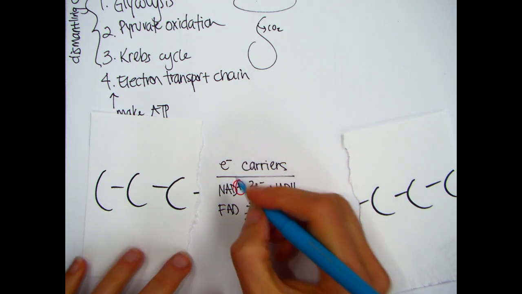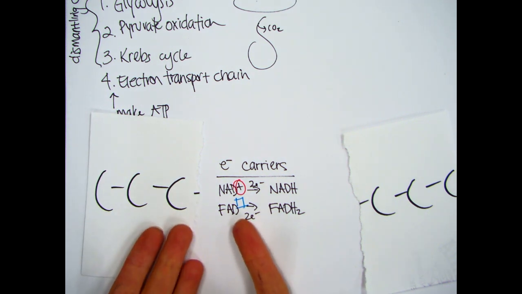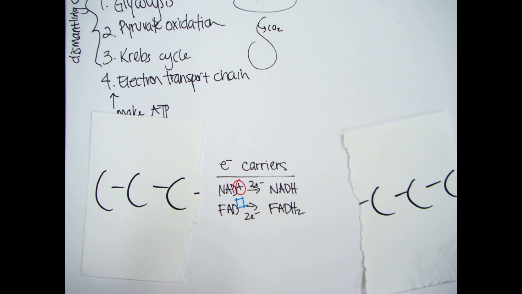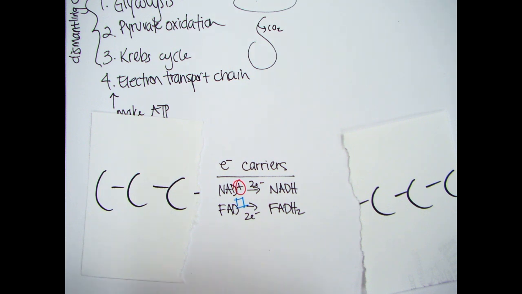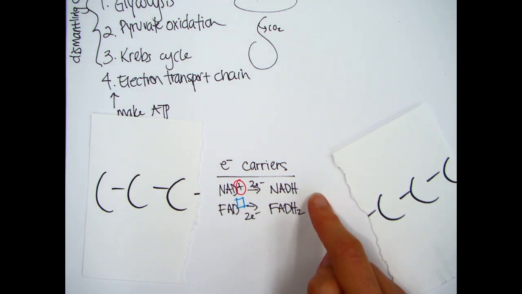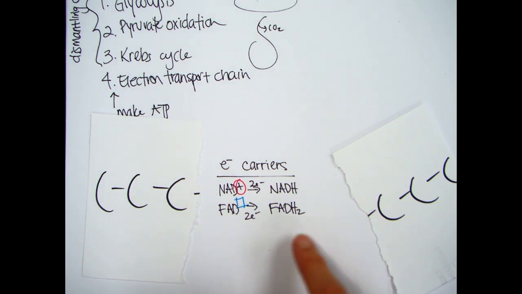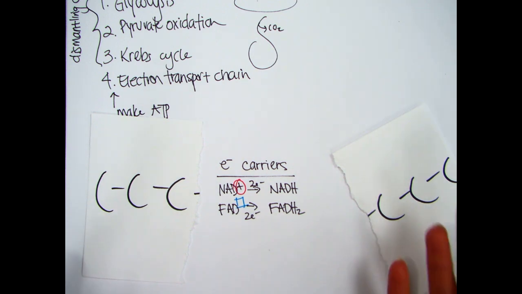FAD does not start with an existing charge. It's just FAD. And so when it carries the 2 electrons, each of those electrons can partner with a proton. And so it forms FADH2. So you've got NAD plus, which goes to NADH, and then FAD, which goes to FADH2. So just watch out that you don't get the number of H's on those mixed up.